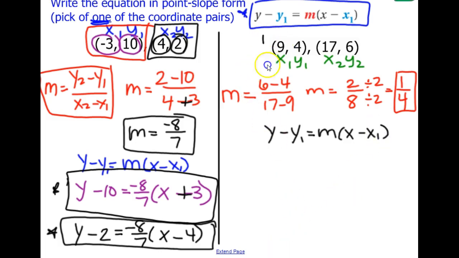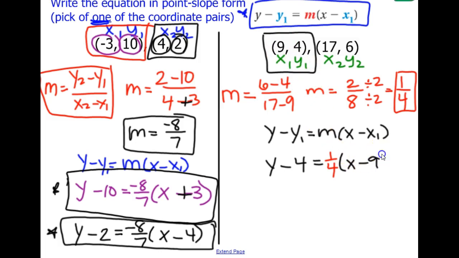So I'm going to pick this first point because they're already labeled with 1s. y minus y1, which is 4, equals our slope, which is 1/4, and then x minus x1, which is 9. So this would be my answer.